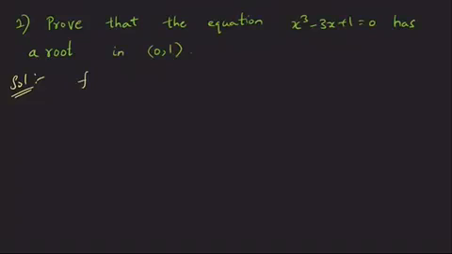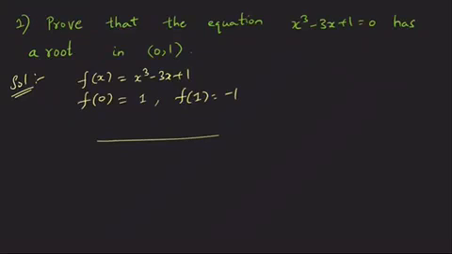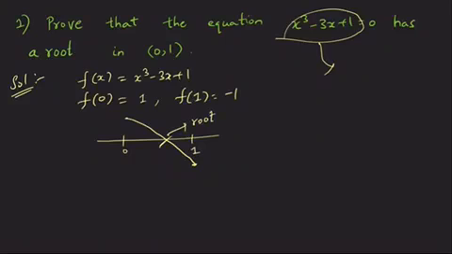So I am assuming a function f(x) which is x cube minus 3x plus 1, and computing the value of f at 0, I get 1, and the value of f at 1 is nothing but negative 1. So now by the intermediate value theorem, the value at 0 is positive and the value at 1 is negative, and the function is continuous. So definitely it cuts the x-axis somewhere between 0 and 1, and that is the root of the equation f(x) equals 0.